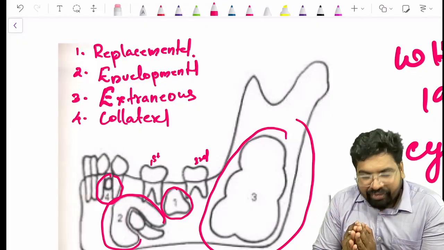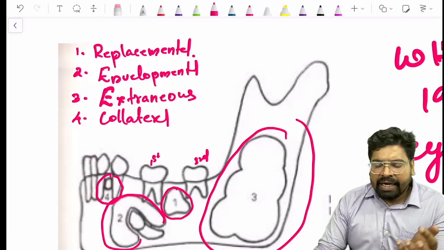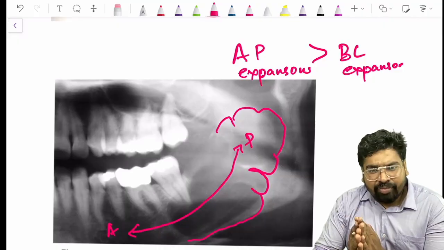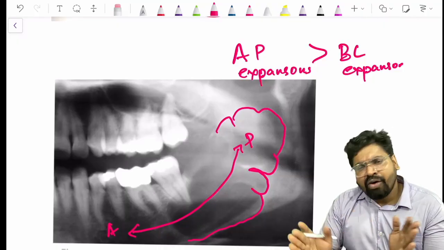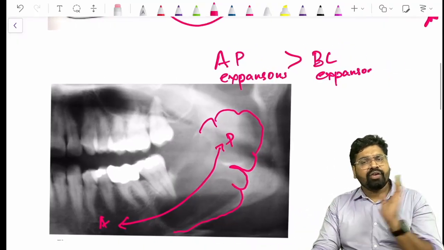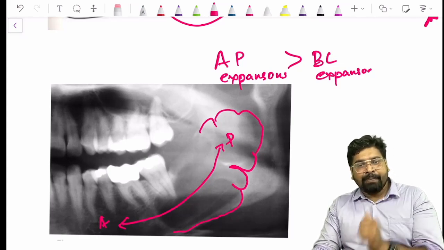Okay, now you have seen OKC, its clinical features, its different types, its radiographical feature, and its behavior, the anteroposterior expansion, scalloping borders, all that you have seen. So now we have a patient, and we have seen the radiograph also. What next are you going to do? You are going to do a biopsy or a FNAC.